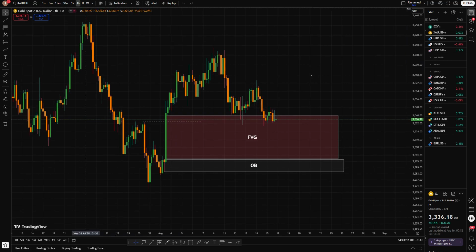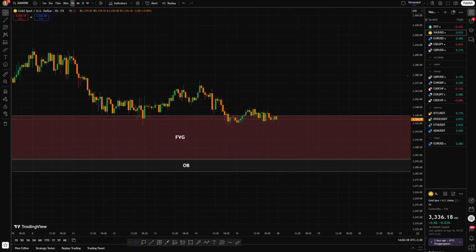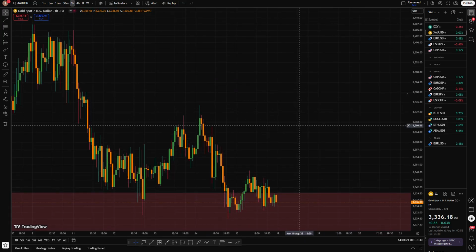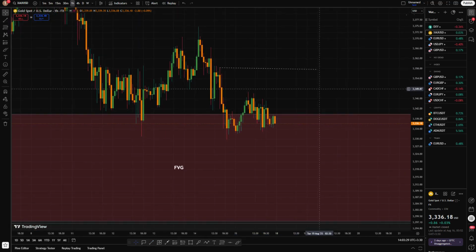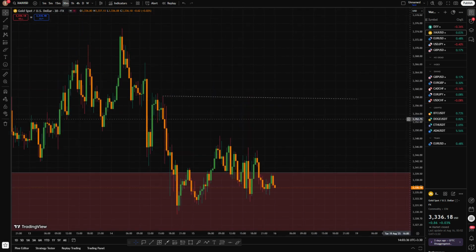So we are in 4H. We need to see a CHoCH. We are going to 1 hour or 30 minutes, 1 or 2 time frames lower. So in 1H, the last high of our downtrend is here. So we don't have a CHoCH, so we won't want to buy here. So we are going to the 30 minutes.